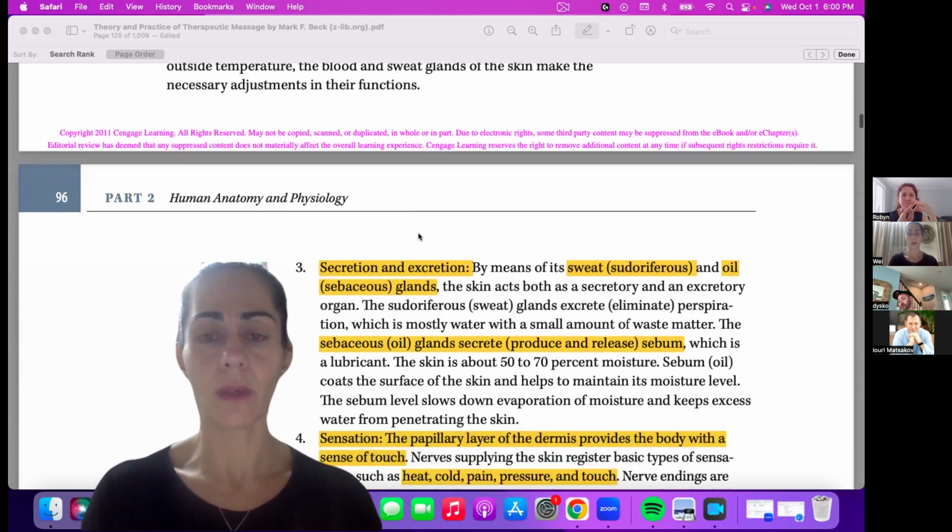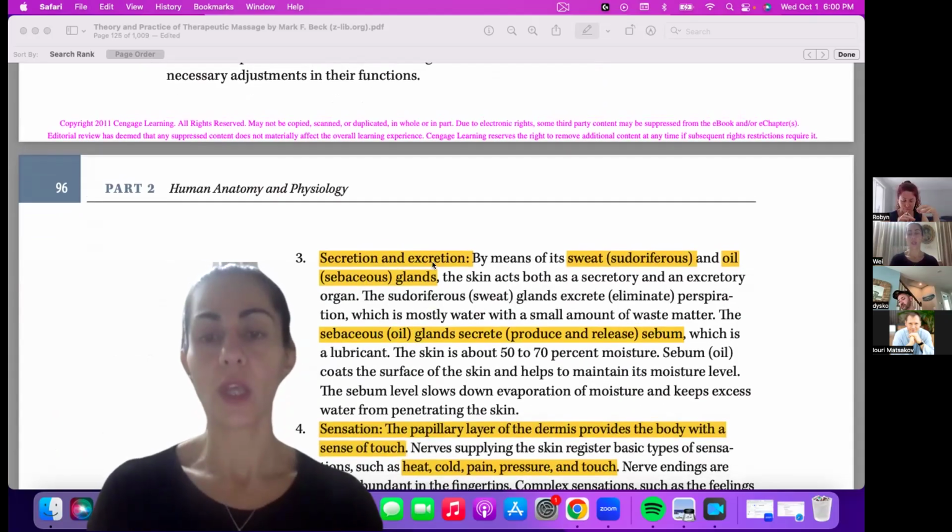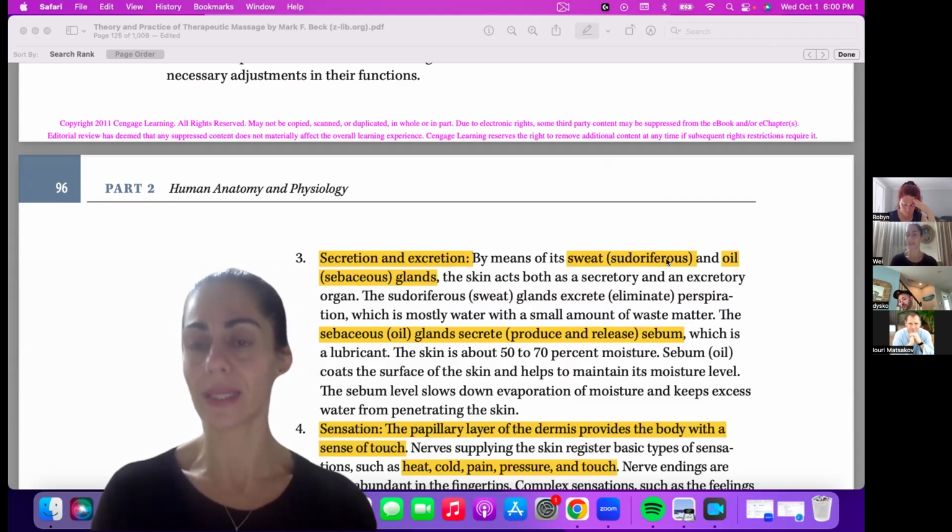Third function, it's secretion and excretion. So when you hear the word excretion, it's going to be more about expelling waste products. Secretion is when it's releasing, for example, oils to moisturize the skin. So the two glands that we need to know are the sudoriferous and the sebaceous. So the sweat, it's excretory. That is waste product. And that is done through the sudoriferous glands. While the oil glands that secrete sebum is what moistens our skin.